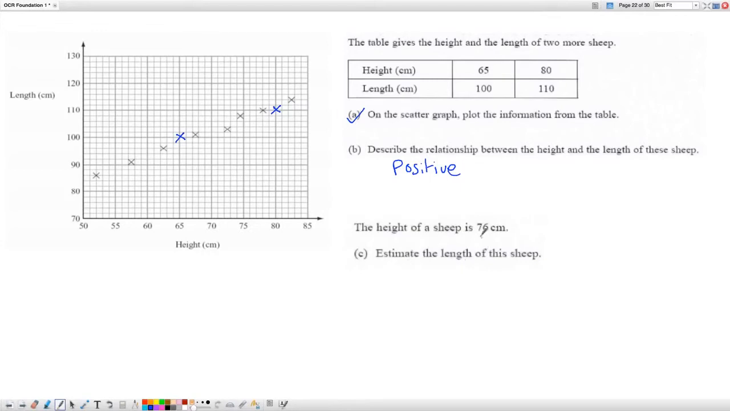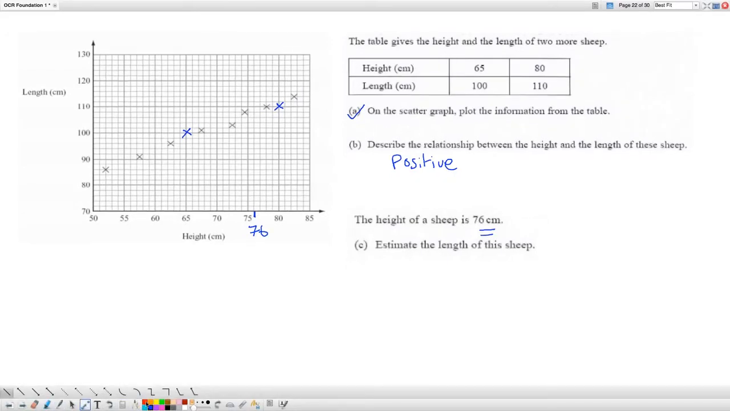We're then given the height of a sheep to be 76. The height, 76 here. And asked to estimate the length for this sheep. First, we must take our ruler and draw a line of best fit. So a line that goes through the middle of the points and has approximately the same number of points above as below the line. You can see here we have most of the points on, 2 below and 2 above. So taking your ruler again, going down to 76, not just using your finger, coming up here and a cross.